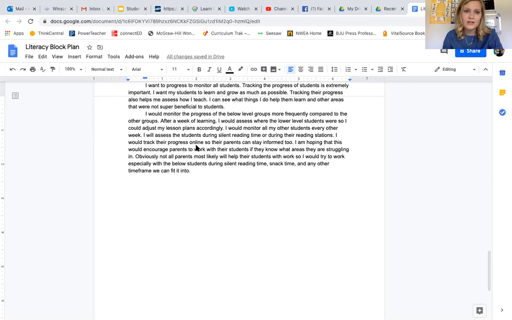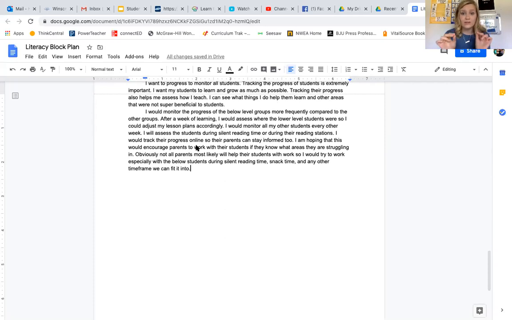So I would monitor the below level more frequently compared to the other groups. After a week of learning, I would go back and assess each of the students. I would say, okay, what worked for them? What are they still struggling with? What are they excelling in? And then I would adjust my future week with them accordingly. And then for the at level and beyond, I would progress track every other week.